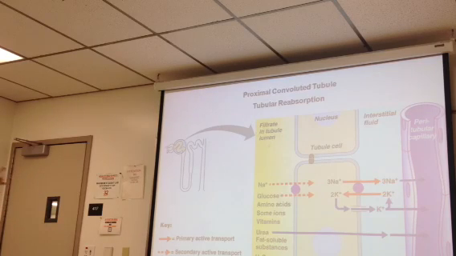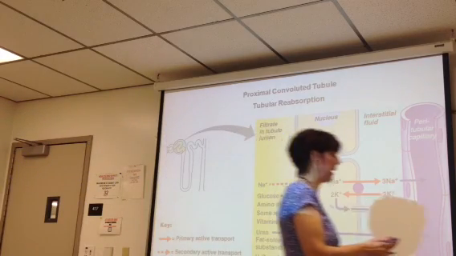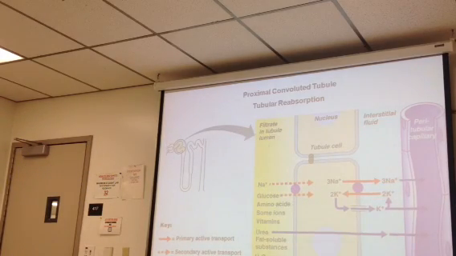Now, on page 12, you can also see that some substances are secreted. These same substances are filtered, but in an attempt to get rid of more, the body is going to transport them from the blood back to the filtrate, and this is secretion.